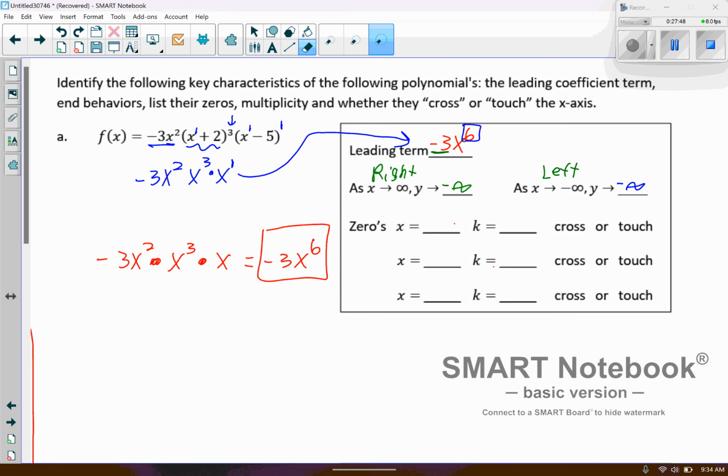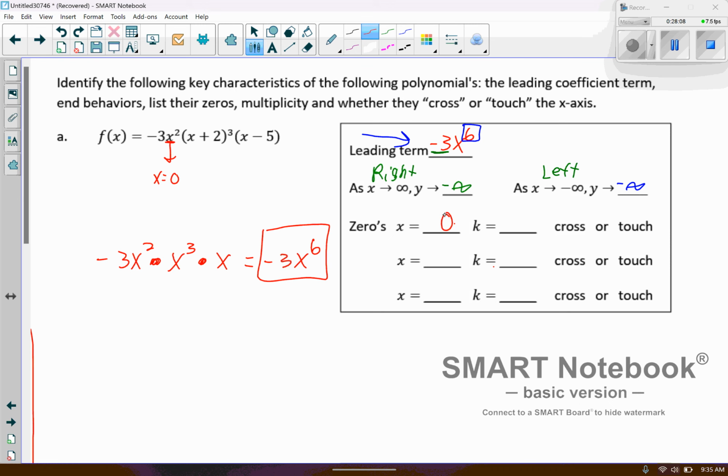All right, so that was kind of reviewing end behavior. The next part is finding your zeros. Once again, I'm going to erase some of this stuff so I can have some room so we can look at this. So here we are. Here's my first zero. That would be x equals 0.